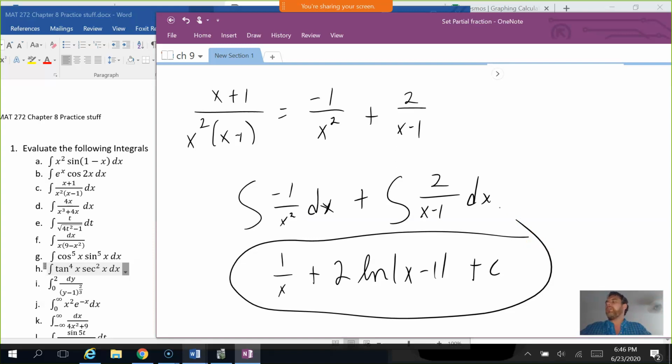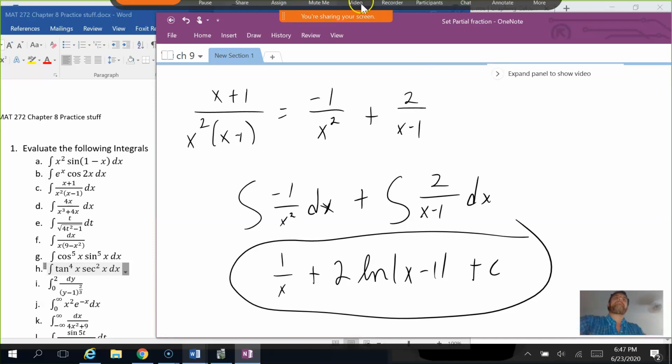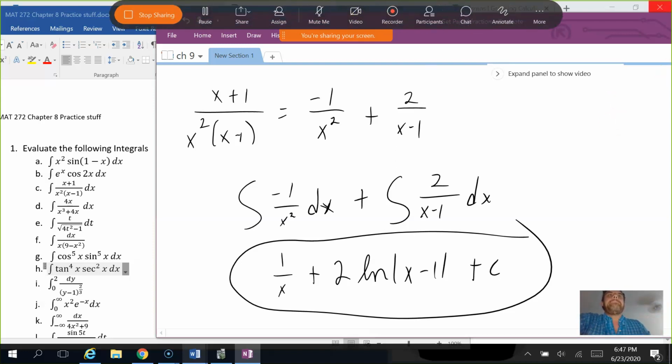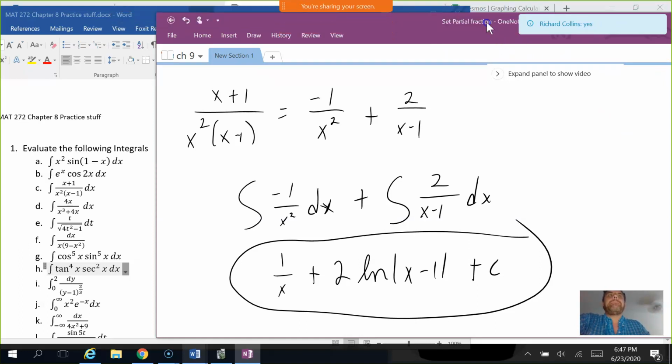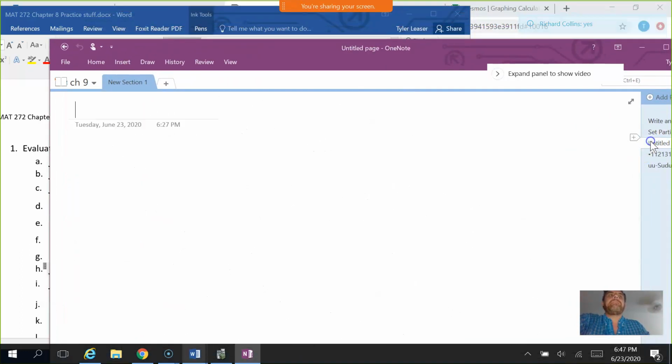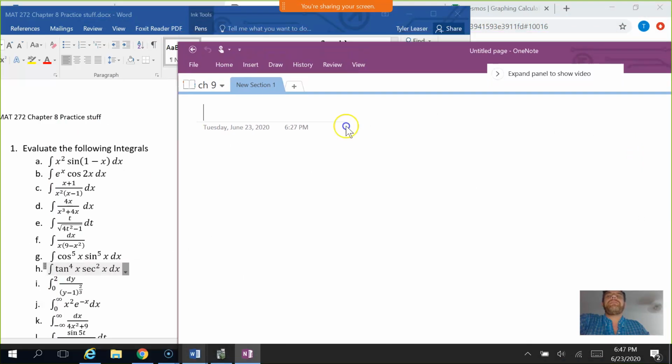Again, I know I went through that one kind of quick, but that's just partial fraction stuff. Is everybody okay with that one? Is there any questions about that one? Okay, cool. So I'm going to skip D.